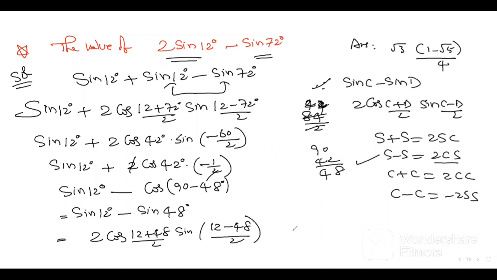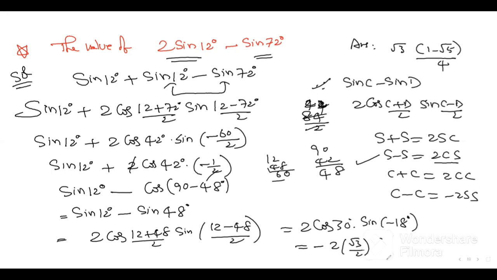What do we get here? So 2 cos, 12 plus 48 is 60, by 2 is 30 degrees. And sin of (12 minus 48), this is minus 36, by 2, 18 degrees. Sin of minus 18. So minus 2 times cos 30, whose value is root 3 by 2, and sin 18, whose value is (root 5 minus 1) by 4. Here 2 cancelled. Minus multiplied by all, minus root 3. So root 3 times, here minus multiplied by all, (1 minus root 5) by 4.